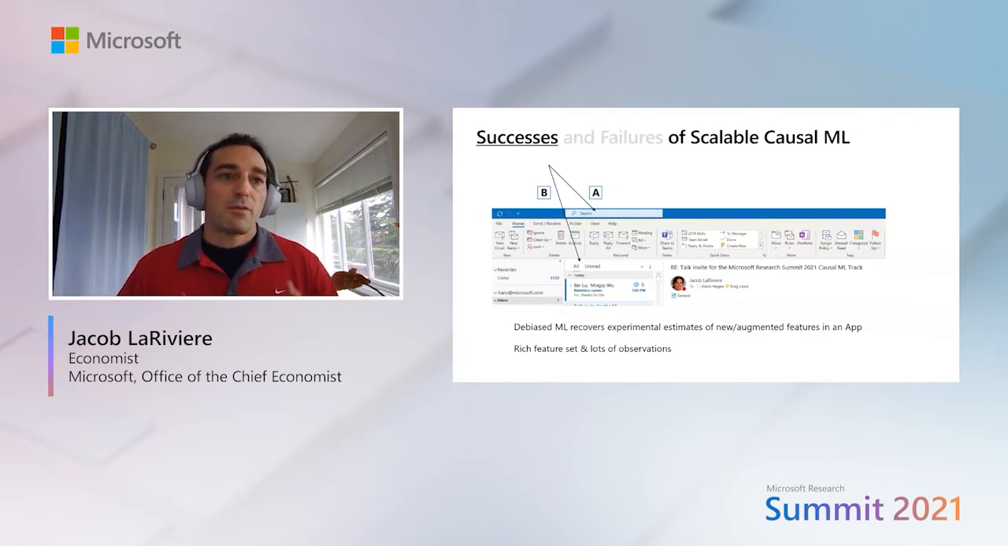So this is an example where you have a rich feature set, lots of observations, and the debiased machine learning does a terrific job at recovering your experimental estimates.